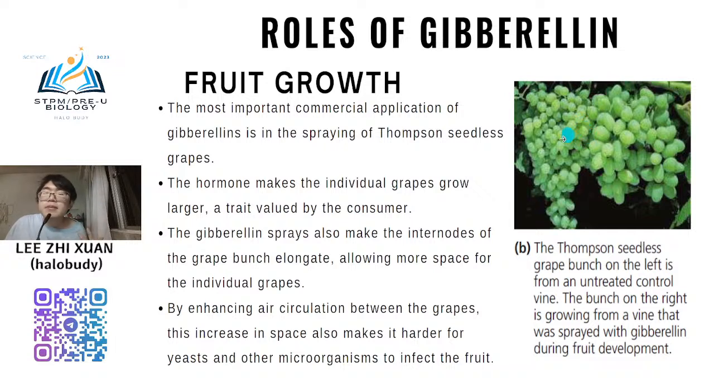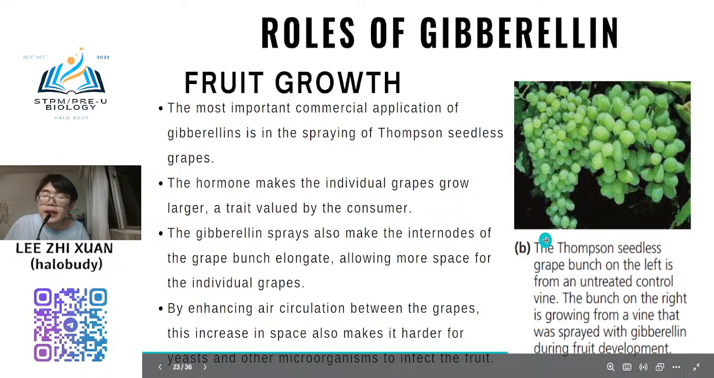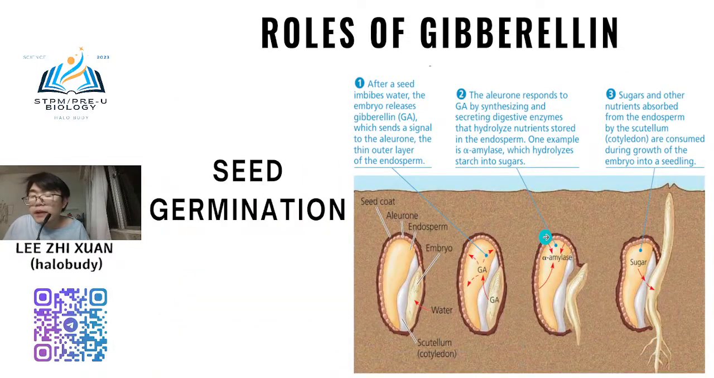So this is one of the applications that you need to know. Gibberellin also makes the internodes of the grape bunch elongate. Okay, so this is one of the functions. Another function is about seed germination. Seed germination I will hold on first, because you will learn it in chapter 4. There is a special topic about seed germination. Gibberellin plays a role in seed germination, so I will teach you in the next chapter.